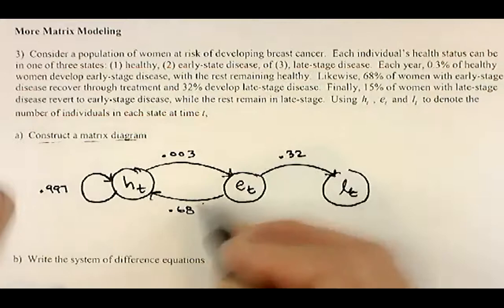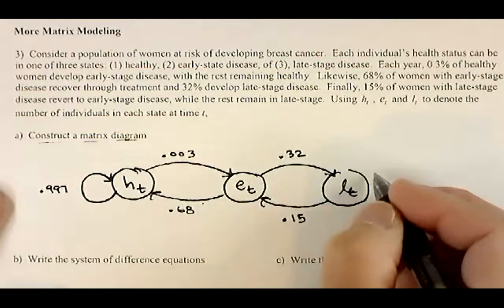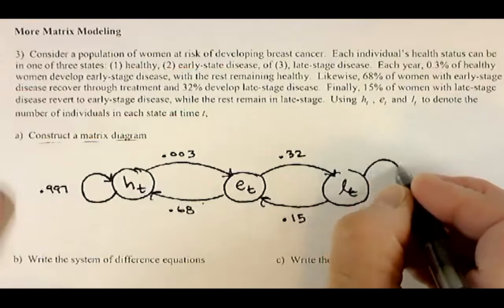So then 15% with late stage revert to the early stage. So we know 15% are coming back to here, 0.15. But that means the remaining 85% stay in late stage. So we're going to have something coming back here. This would be 0.85.